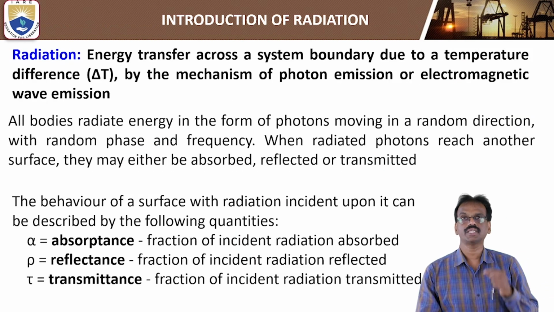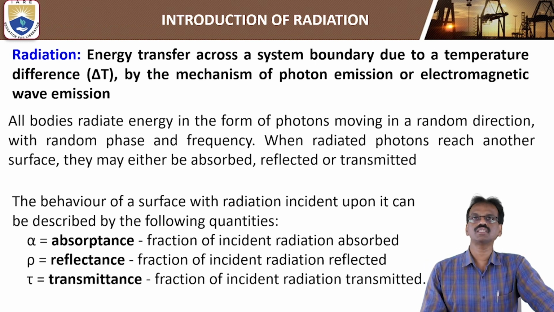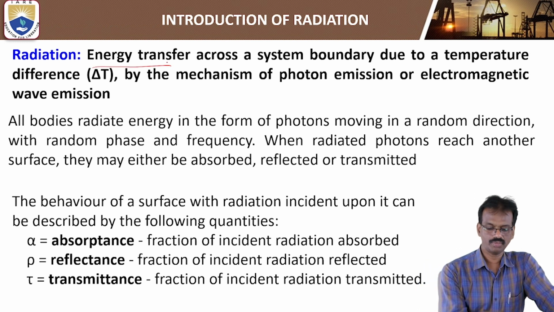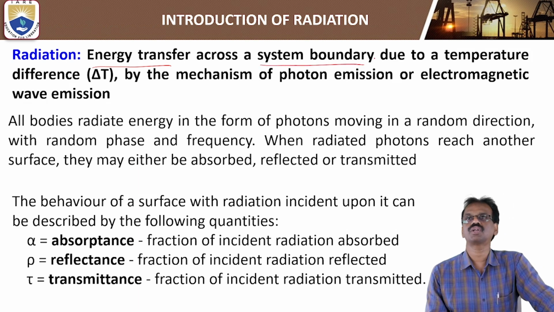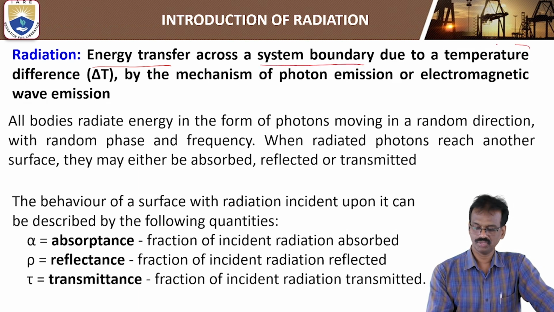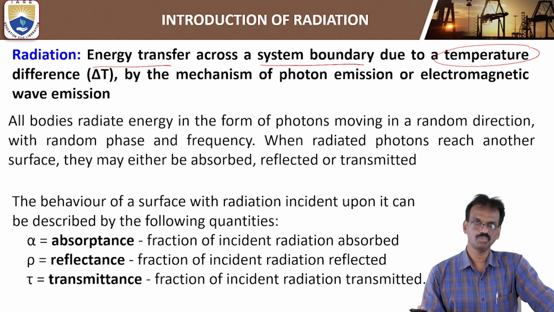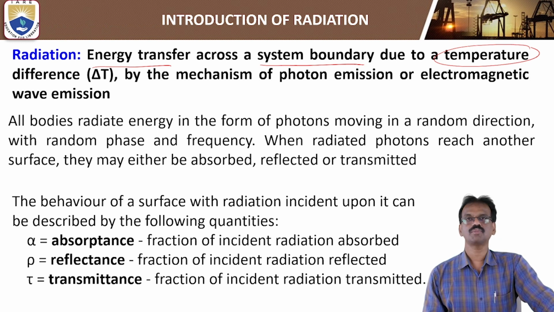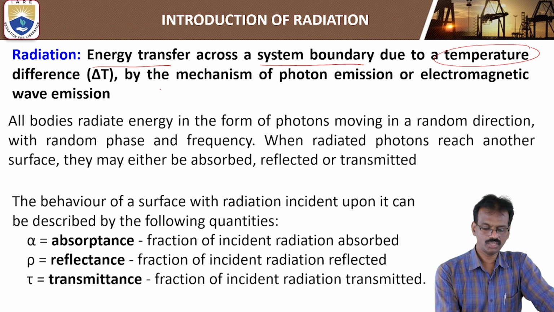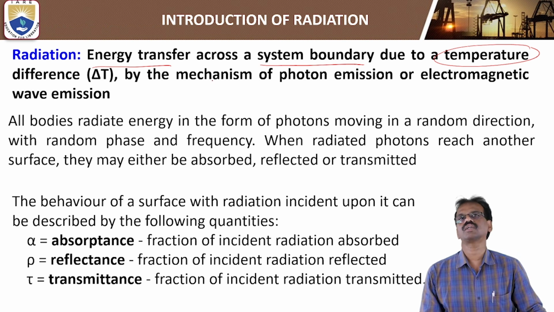Now we'll see radiation. Radiation is nothing but energy transfer across a system boundary due to a temperature difference. Temperature difference is the driving potential for any mode of heat transfer. Without temperature difference, heat transfer does not take place. Now the mechanism: in conduction, we saw two types of mechanisms, lattice vibration and free electron movement.